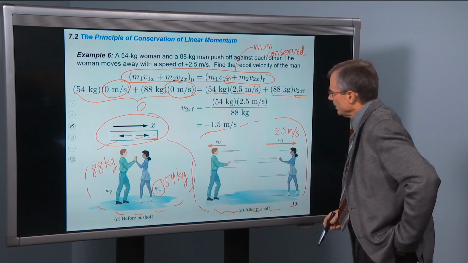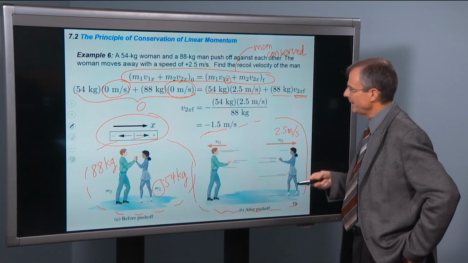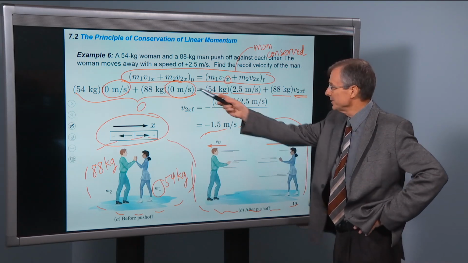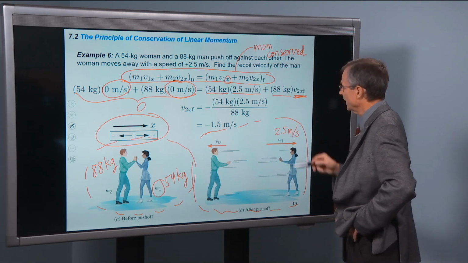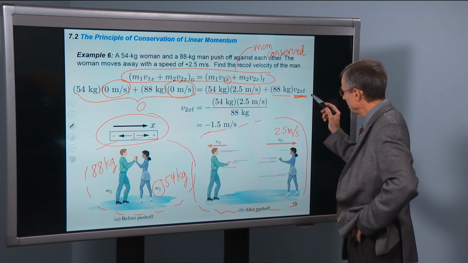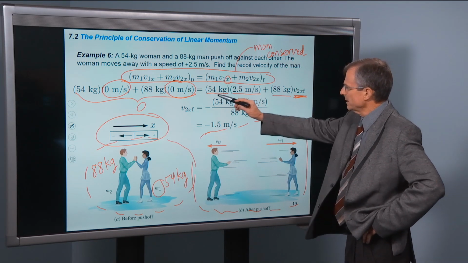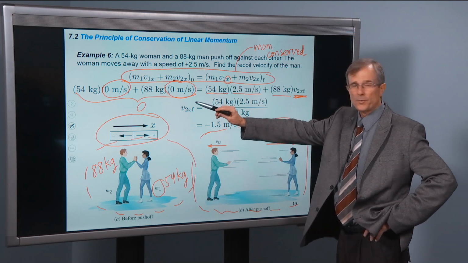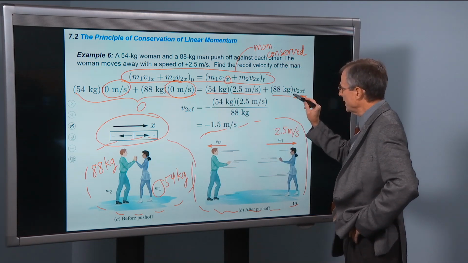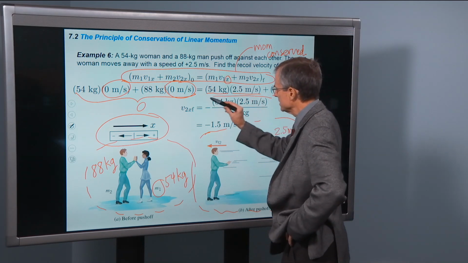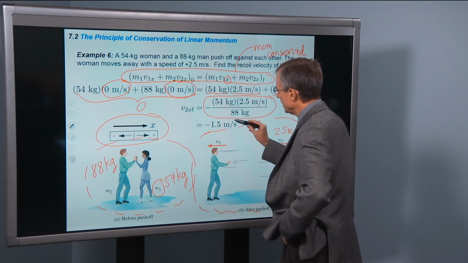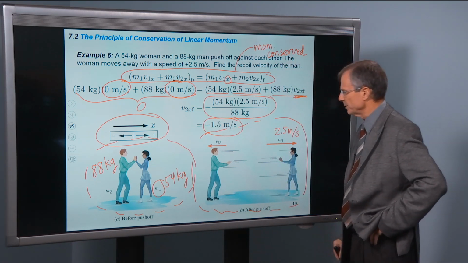Happy day. Well, now back to the task at hand. We've got a 0 left-hand side. We want to solve for v2xf. I'm going to subtract the 54 times 2.5 over to the left side. Then I'm going to divide by 88, and that gives me this for the final velocity. Plug the numbers in, and we get a negative 1.5 meters per second.